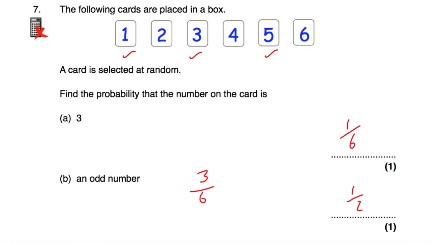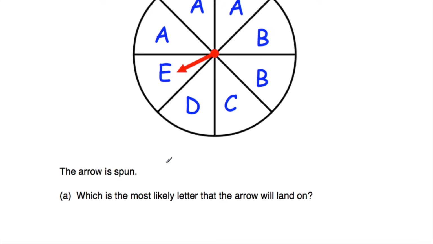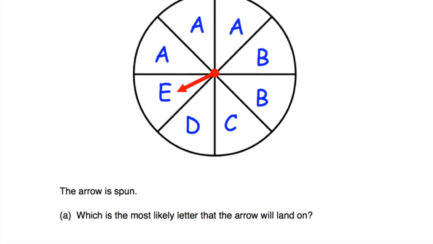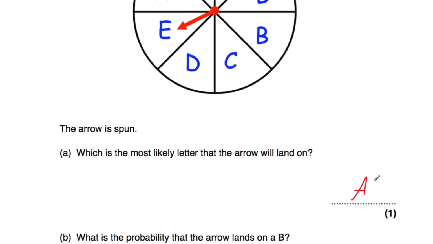And that's it. Let's have a look at our next question, question number 8. So question number 8, we've got this spinner and it's got 8 equal sections and they're labelled A, B, B, C, D, E, A and A. And then we're told the arrow is spun and part A says which is the most likely letter that the arrow would land on. Well, if we have a look at it, there's 3 A's, there's only 2 B's, 1 C, 1 D and 1 E. So A is going to be the most likely letter that the arrow is going to land on.